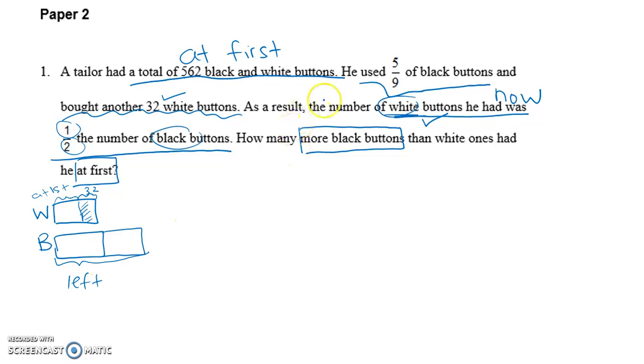After using it, if you use 5/9 of the black buttons, how many units were left? 1 minus 5/9 is actually 4/9. These are the black buttons that are left. Following? So we know that it's 4/9, so it's actually supposed to be 4 units.